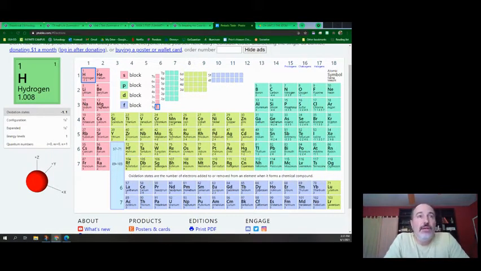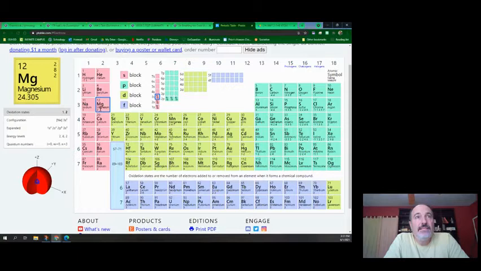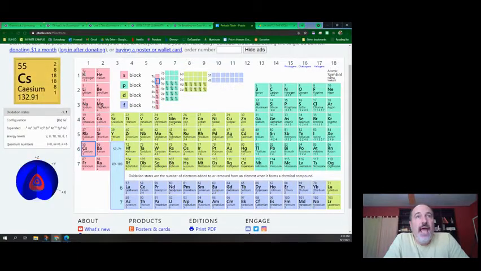Now, as you guys know, there are lots of different types of orbitals, and they have different shapes. Okay, you can kind of see it over here. The s orbitals are all circular. Everything here in the first two columns of the periodic table, their last electron is in the s orbital.